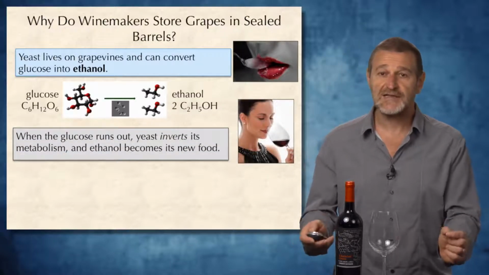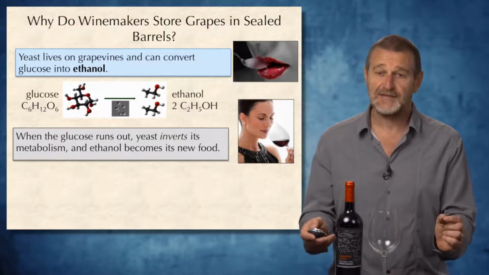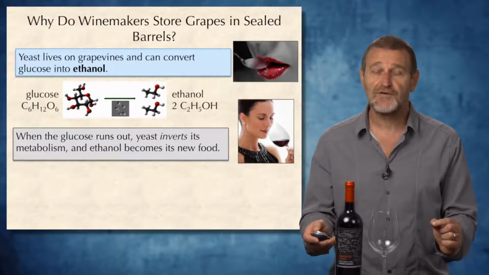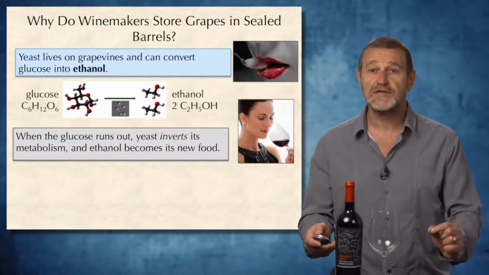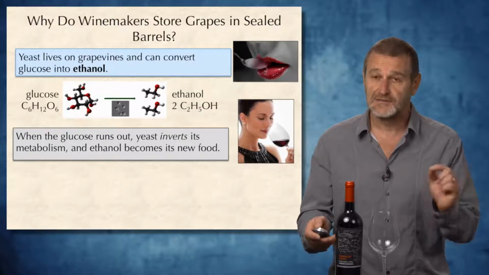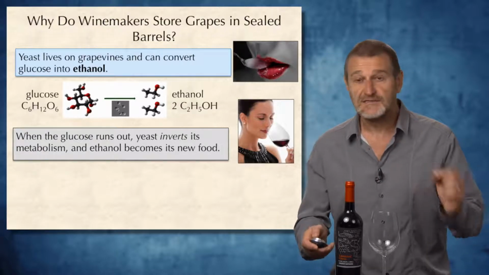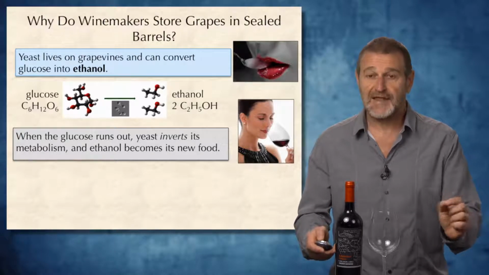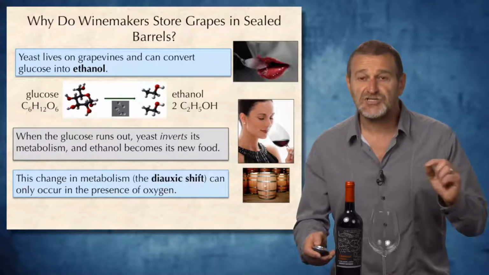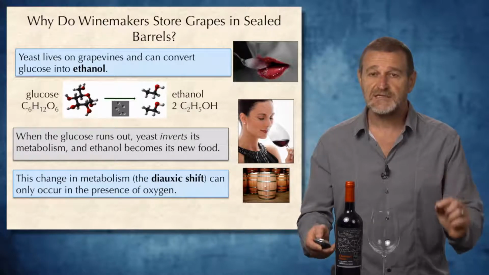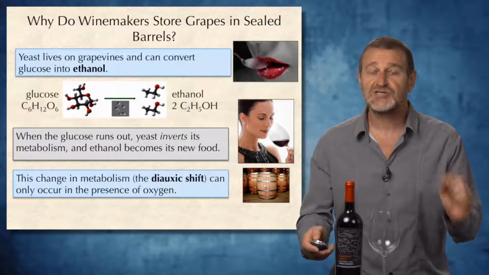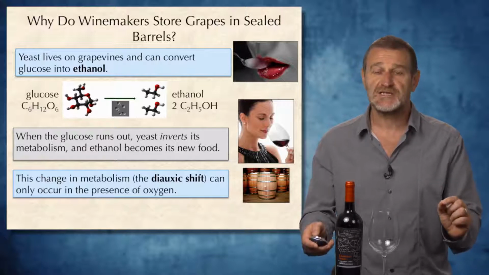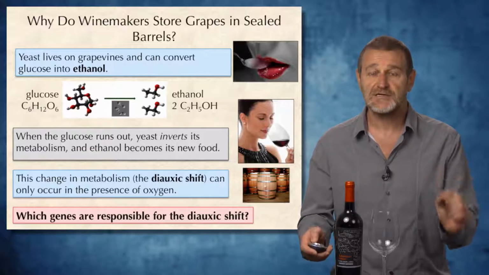It turned out that yeast have developed another amazing ability. After they transform glucose into ethanol and run out of glucose, they can invert their metabolism and feed on the ethanol they just produced. And thus, they would ruin the wine that they just made. This reversion of metabolism in yeast is called the diauxic shift. And our goal today is to figure out which yeast genes are implicated in the diauxic shift.